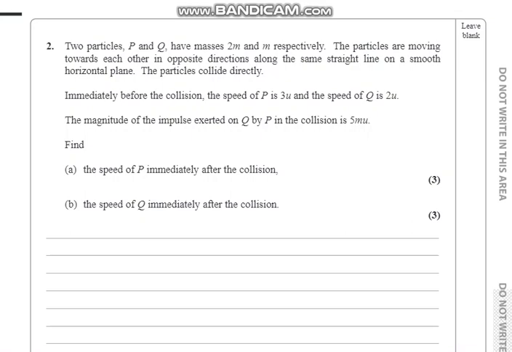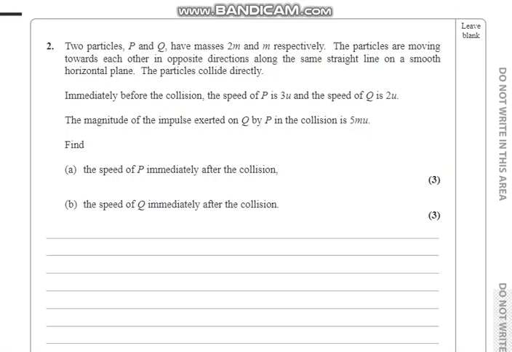The second question is: two particles P and Q have masses 2m and m respectively. The particles are moving towards each other in opposite directions along a straight line on a smooth horizontal plane. The particles collide directly. Immediately before the collision, the speed of P is 3u and the speed of Q is 2u. The magnitude of impulse exerted on Q by P in the collision is 5mu. Find part A, which is the speed of P immediately after the collision.